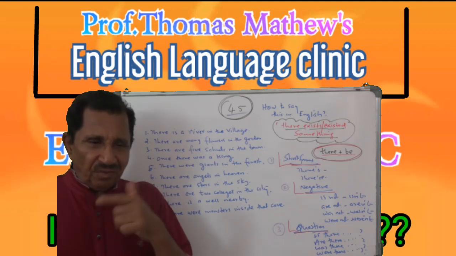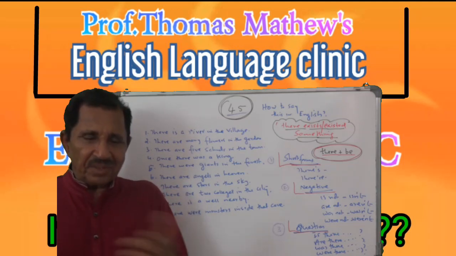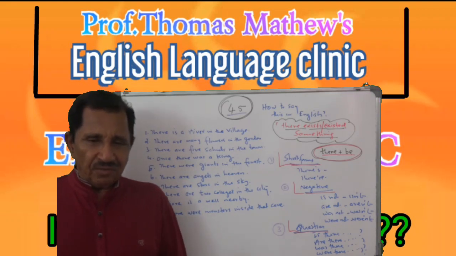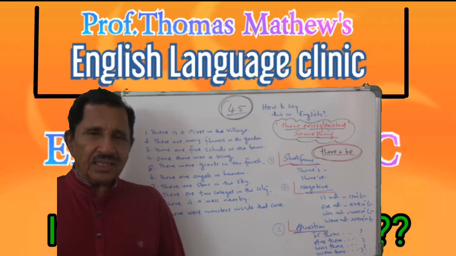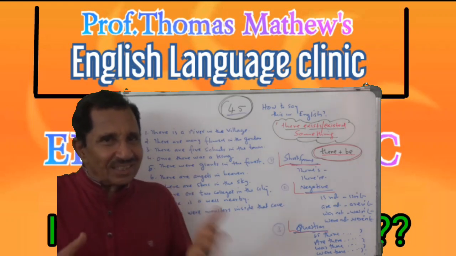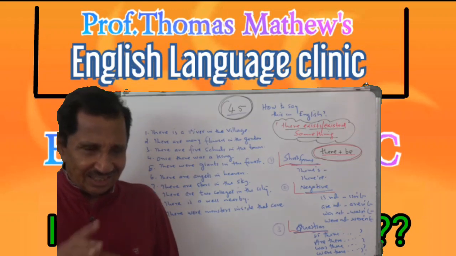So, many flowers are there in the garden. But in English, we don't say like that. We say, there are many flowers in the garden. If you say many flowers are there in the garden, will somebody do any harm to you? No harm will be done. Nobody is going to do any harm. But this is the way it is done in English.